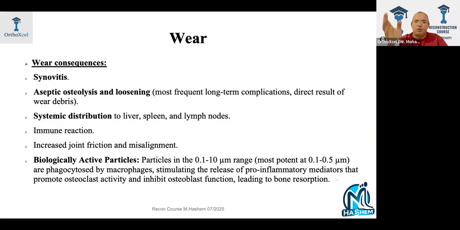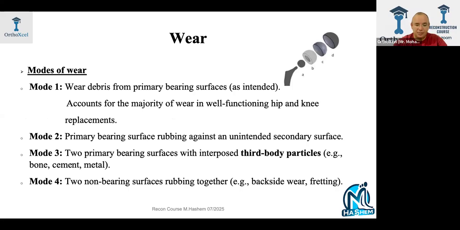The consequences we've spoken about, so synovitis, inducing an immunological reaction. Definitely, it has a specific pathway called the RANK-RANKL pathway, which stimulates the osteoclast, causing aseptic osteolysis and loosening. If it goes to the systemic circulation, it causes systemic problems to the liver, spleen, and lymph node. Immunological reaction is definitely there. A third party increases the joint friction and misalignment, and it is biologically active, not like the ceramic, so it induces the inflammatory and the osteolysis reaction.